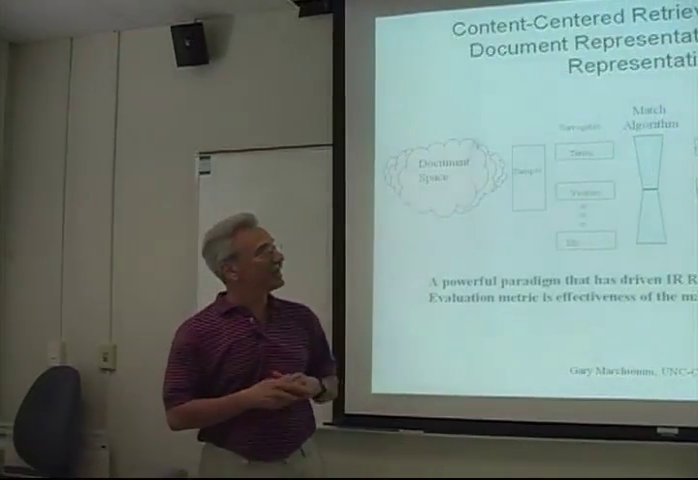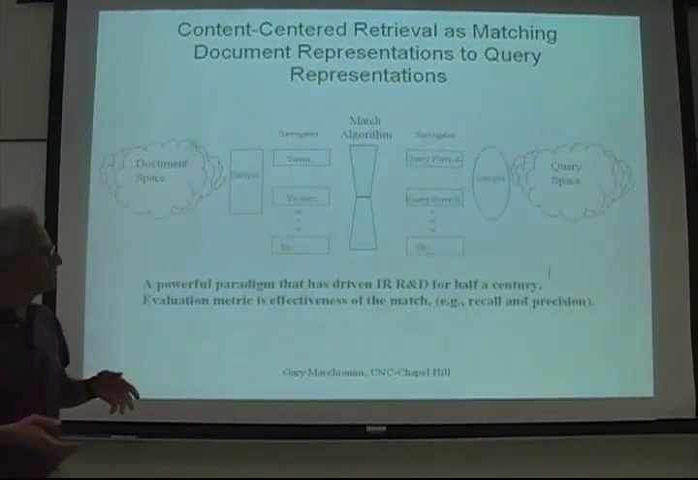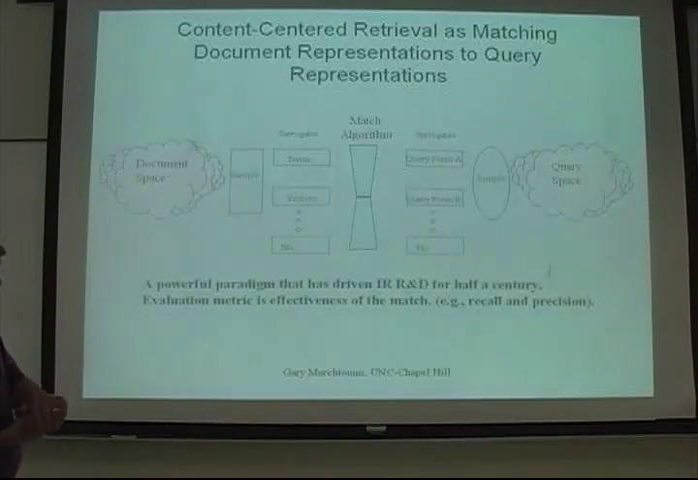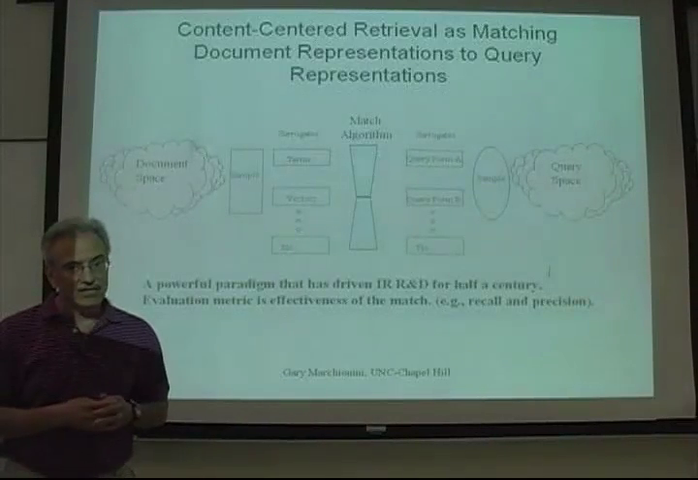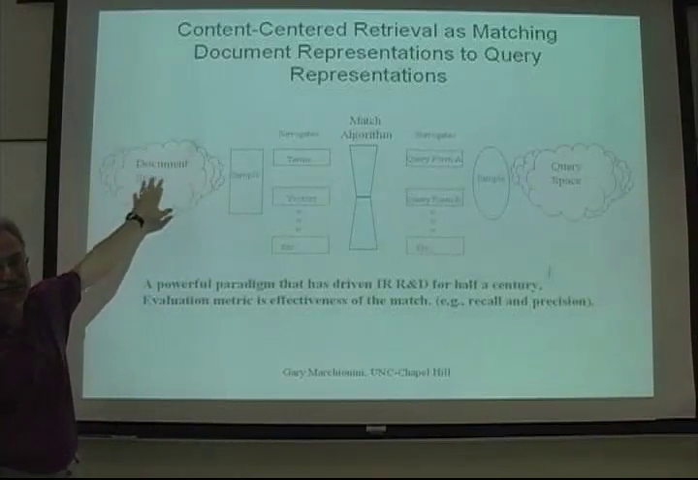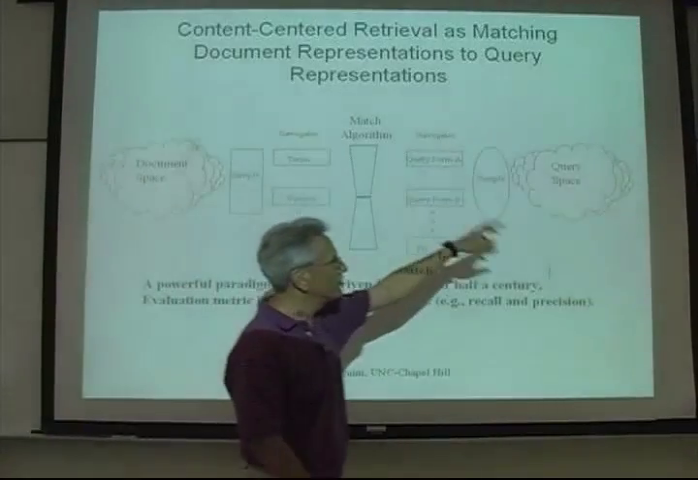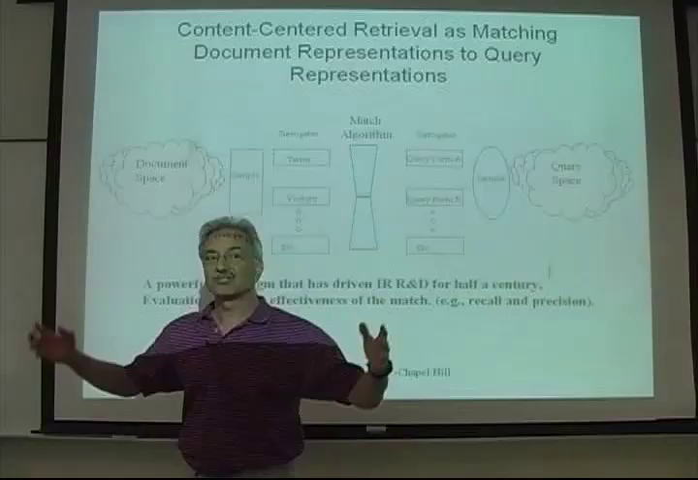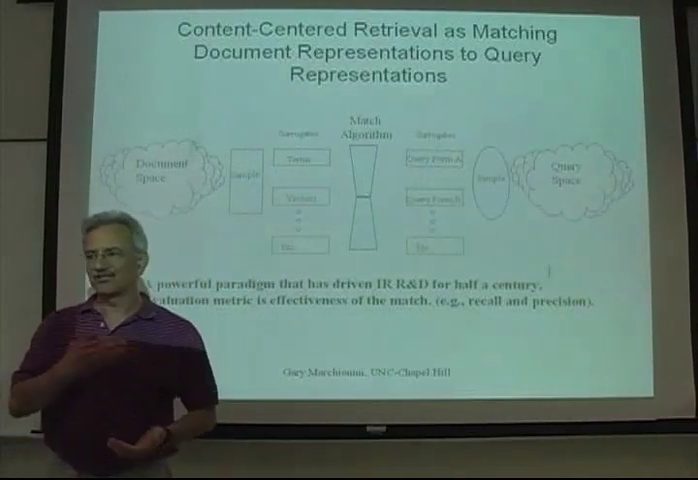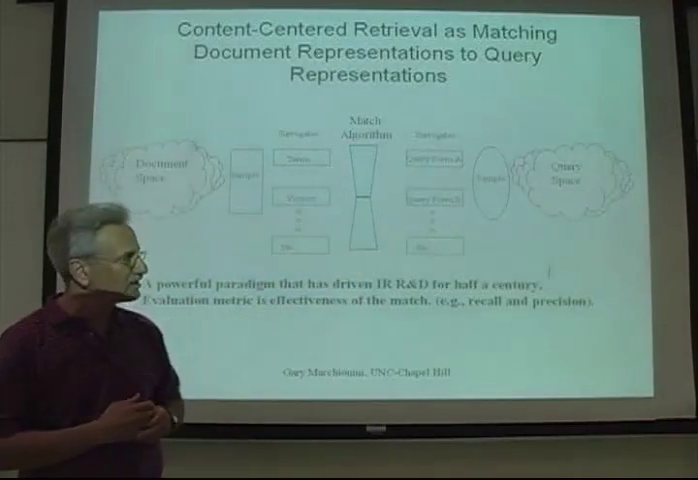So here what we have is the classic model of information retrieval. And this has gotten us very, very far over the last half century. The basic idea here is that we have the document space. This is all the information that ever existed or can exist in the world. And we have the query space. This is all the possible questions that ever could be asked in the past, right now, or in the future. And of course, those are theoretical constructs.